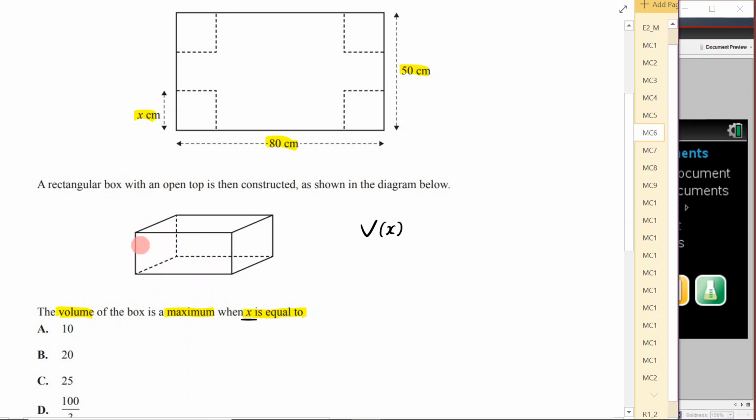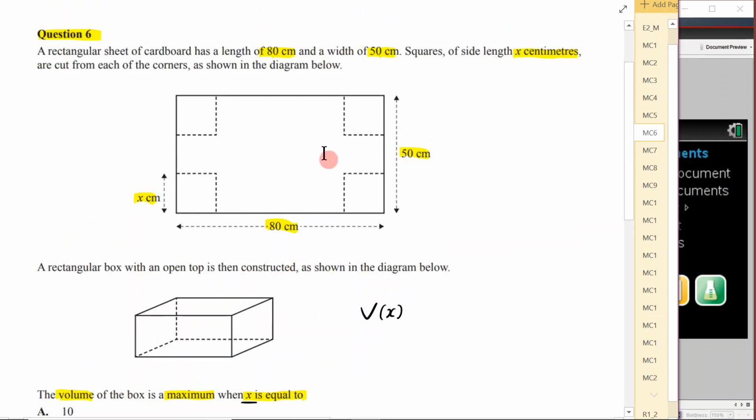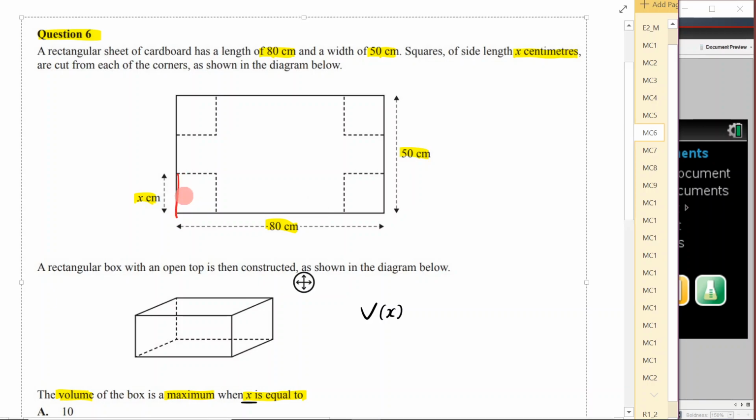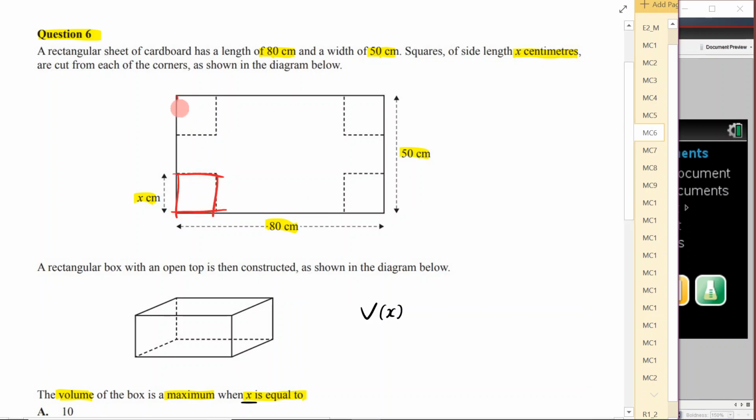So that means I need to figure out what the height, the length, and the width of this box is going to be. The way we're going to determine that is by looking at our diagram here. So we are cutting out these squares from each of the corners here. If you can imagine cutting these out and then folding up your box, hopefully you can appreciate that the height of the box is going to be x centimeters.